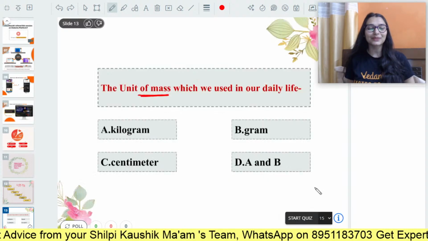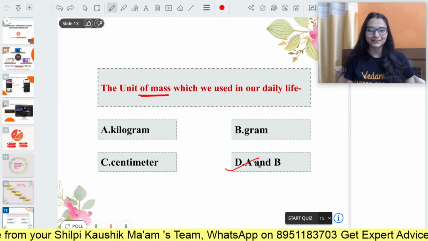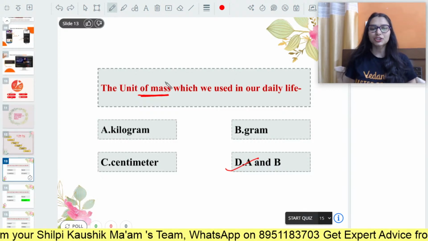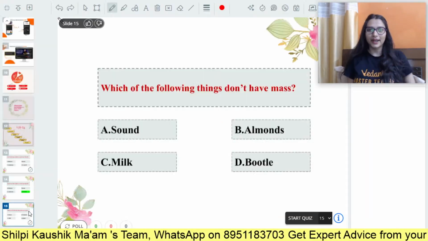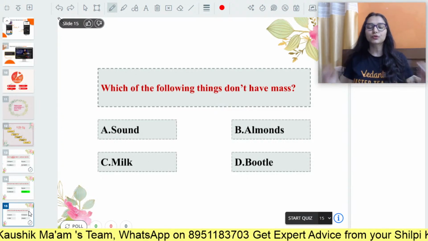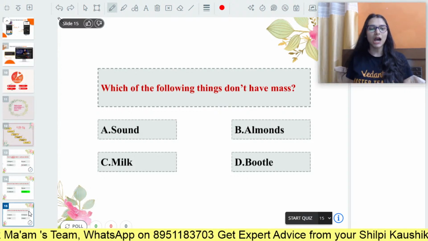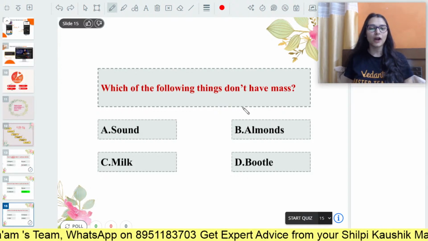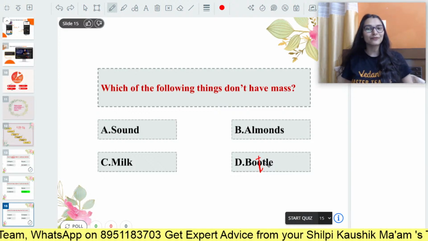But option D, both kilogram and gram, may measure the mass, isn't it? Just note down the term mass. We are talking about mass over here. The next question: which of the following things do not have mass? Sound, almonds, milk, or bottle? Which of these don't have mass?